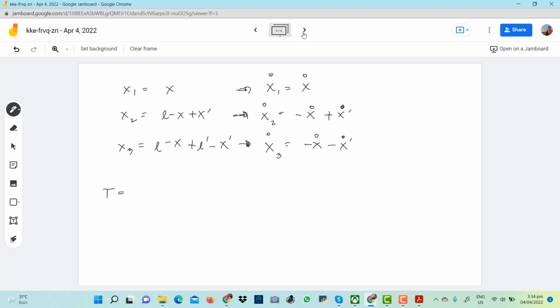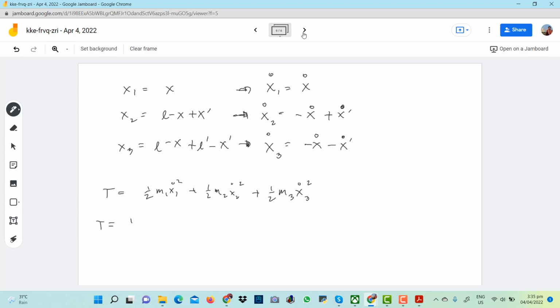I can express the kinetic energy as 1 half m1 x1 dot square plus 1 half m2 x2 dot square plus the last one, 1 half m3 x3 dot square. Again, I did not include the pulleys. If there are pulleys, you have to include the rotational kinetic energy due to those pulleys. So I have two pulleys, which adds two terms to the kinetic energy.